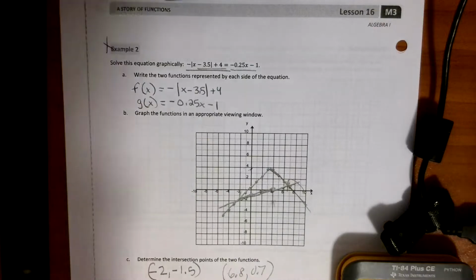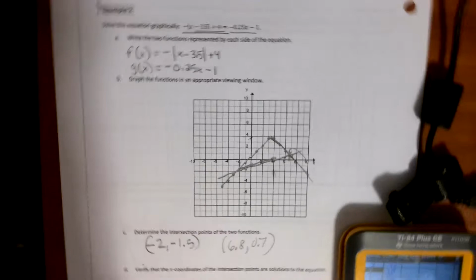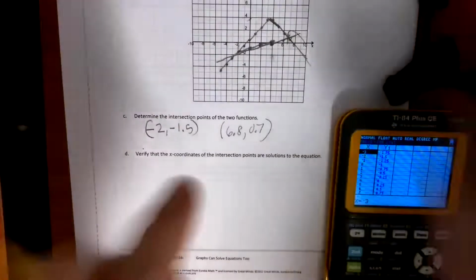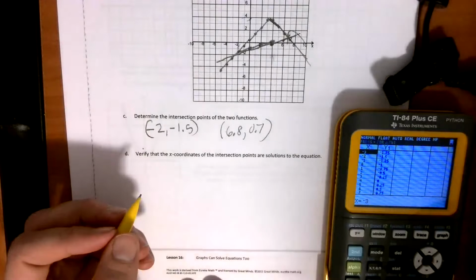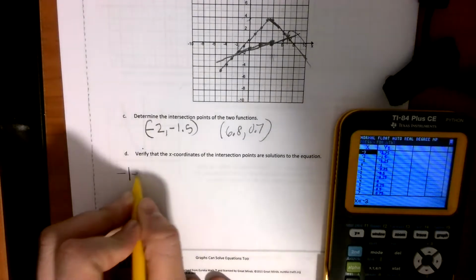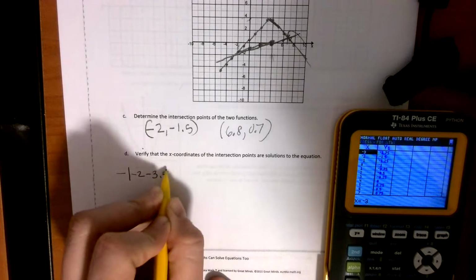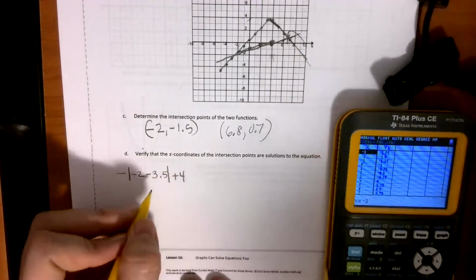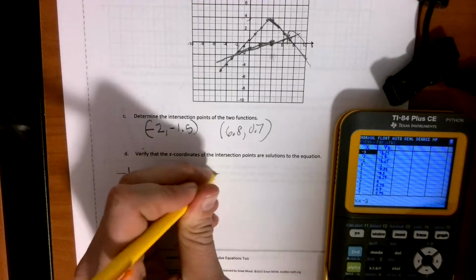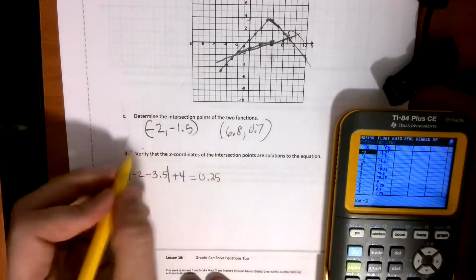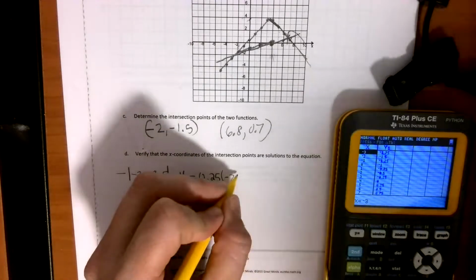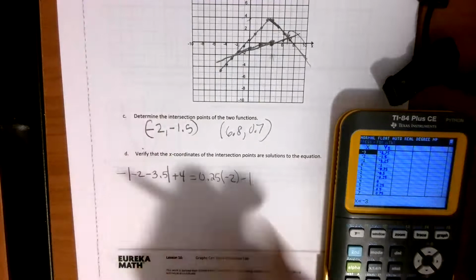But normally they just ask you for, is this an intersection point? And then verify if these work. We actually just put them into the equation and see if they work. So for instance, we take our absolute value and then we set it equal to 0.25, and we're plugging in the x value, remember, because these have x's in these equations. And we're seeing if this side will equal this side.